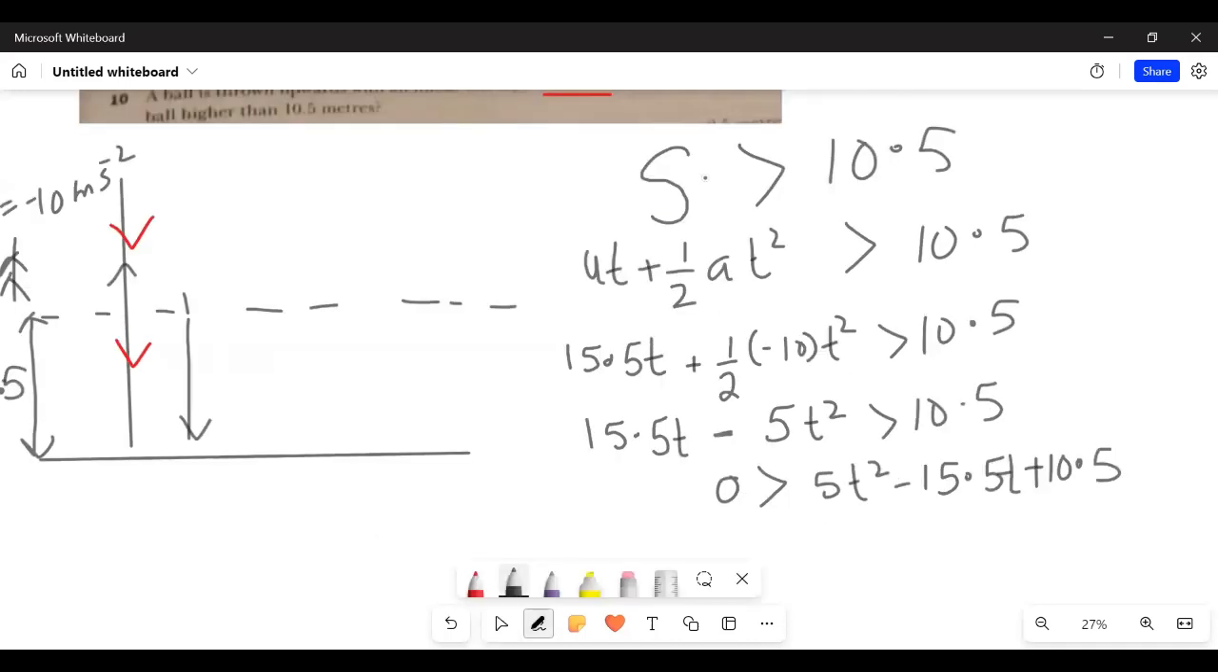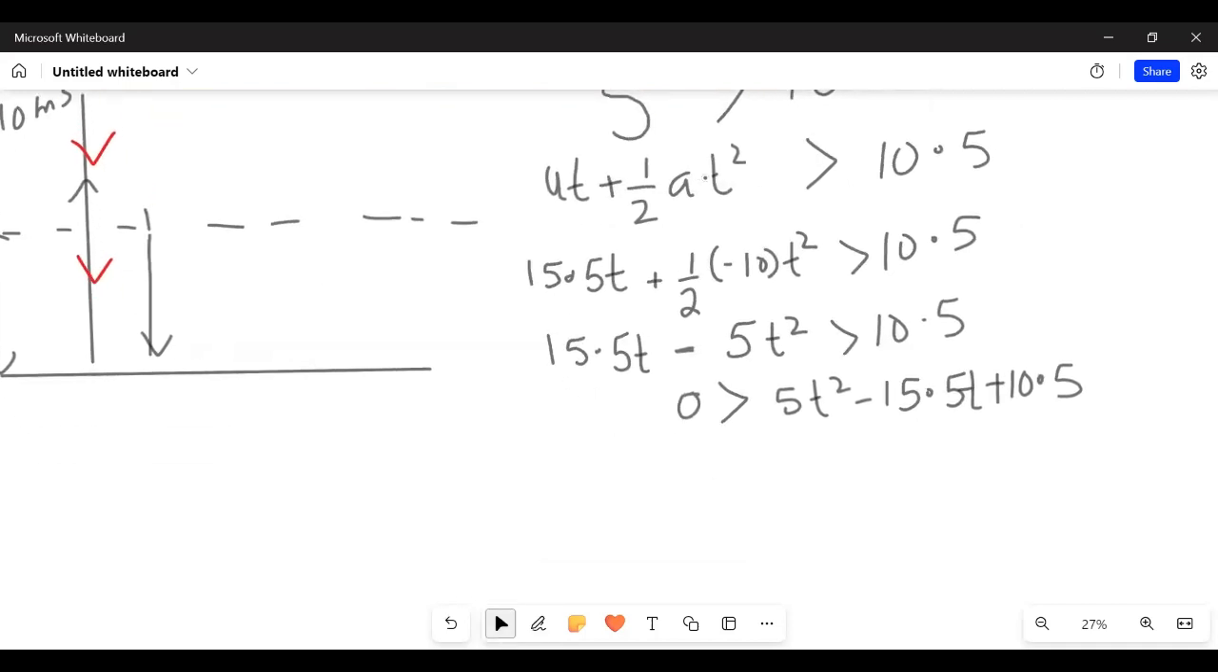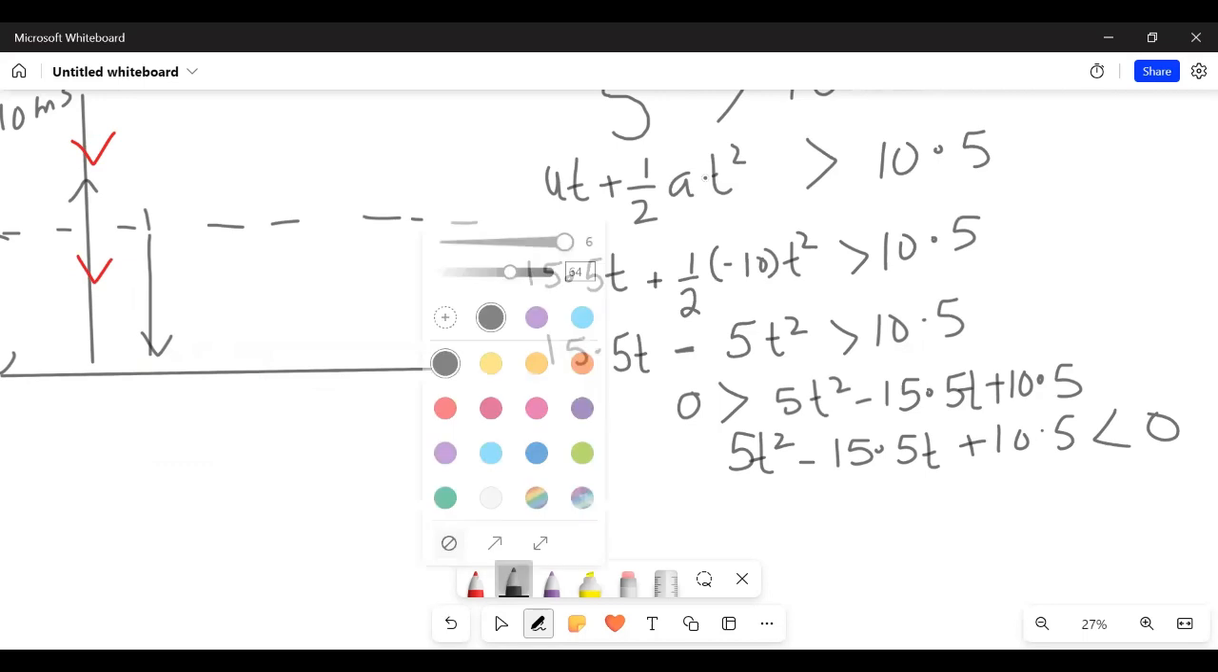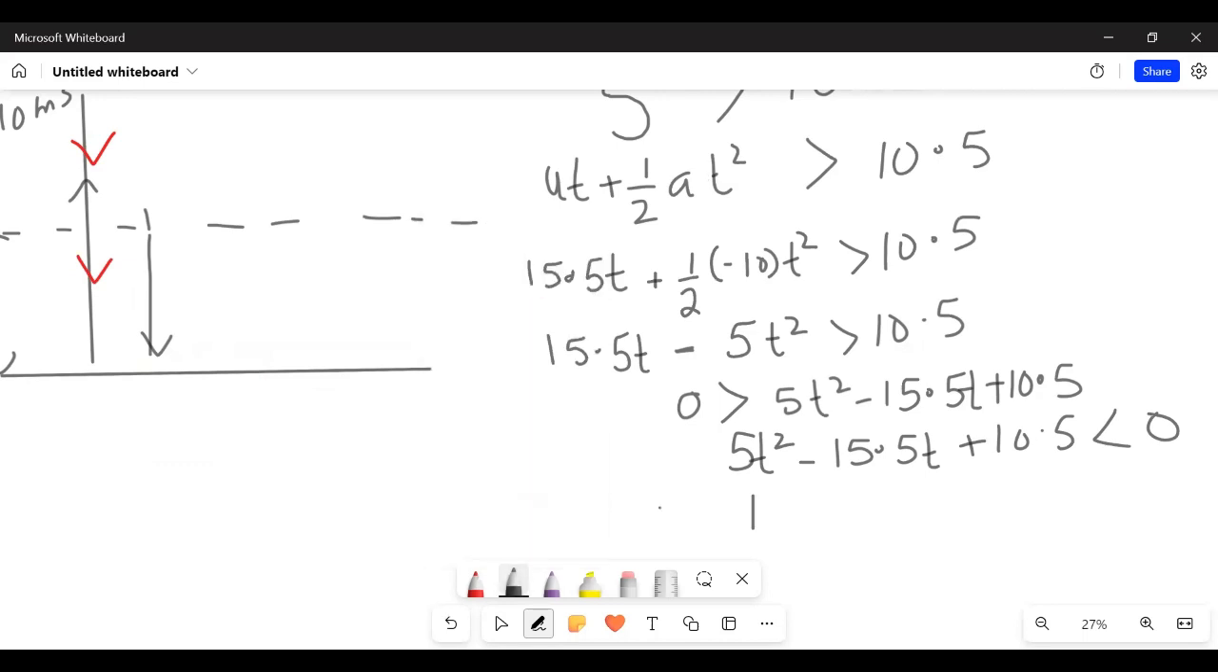Okay, so 5t square minus 15.5t plus 10.5, sorry, just 10.5. I'm going to rewrite it like this: 5t square minus 15.5t plus 10.5 less than 0. Now, this is a question on quadratic inequality. We're going to solve it using the quadratic formula.